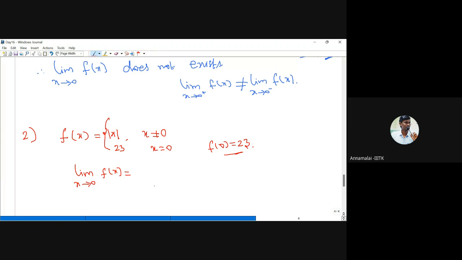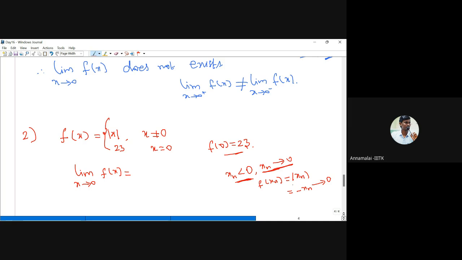So what is the left hand limit? If you take any sequence xn which is less than 0, but xn converges to 0, what is f of xn? By the definition, it is modulus of xn, because each xn is non-zero. Therefore, it's modulus of xn, but everything is negative. Therefore, modulus of xn is minus xn. But xn converges to 0, so minus xn also converges to 0, right? Therefore, the left hand limit is 0.